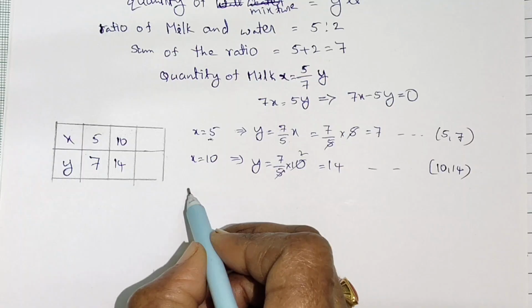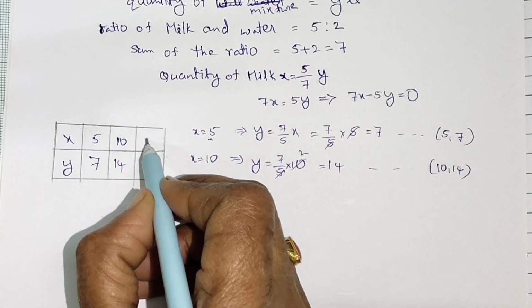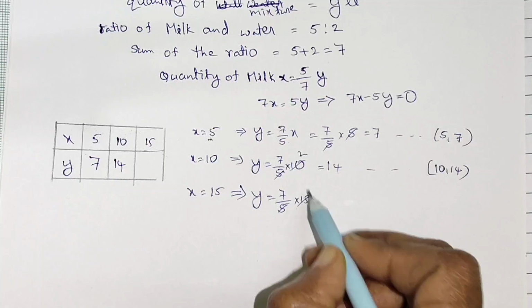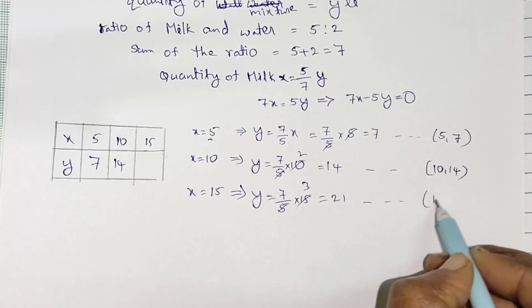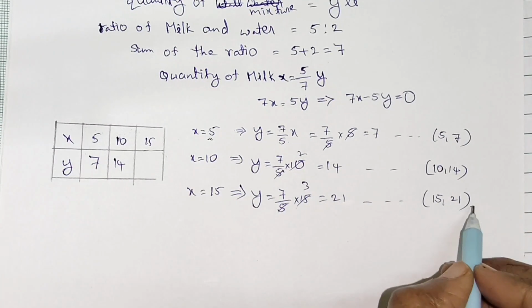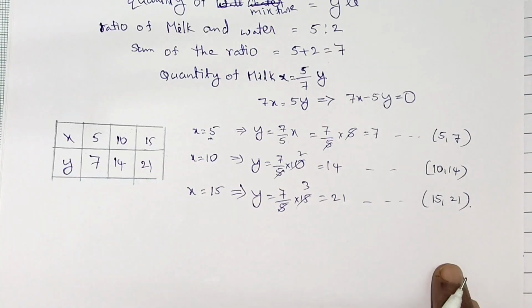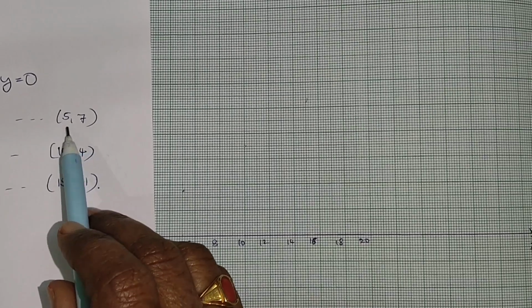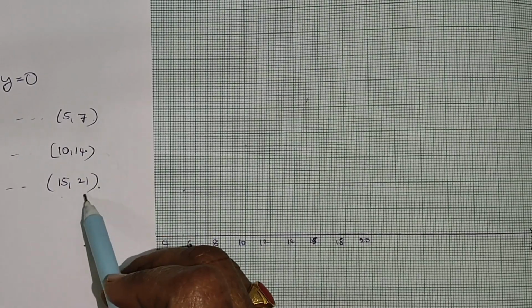Next x equal to 15, which means y equal to 7 by 5 into 15, which is 21. So 15 comma 21 is the point. These three are the points. We use these 3 points and draw the line. Now the x coordinates are 5, 10, 15 and the y coordinates are 7, 14, 21.